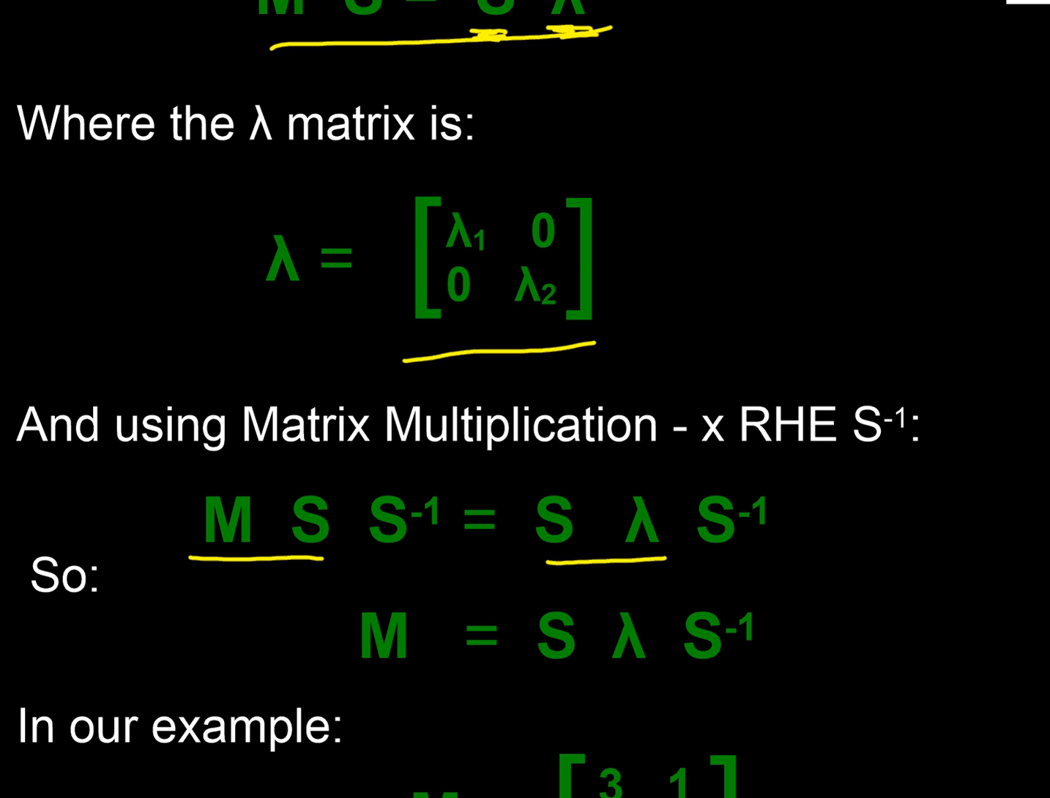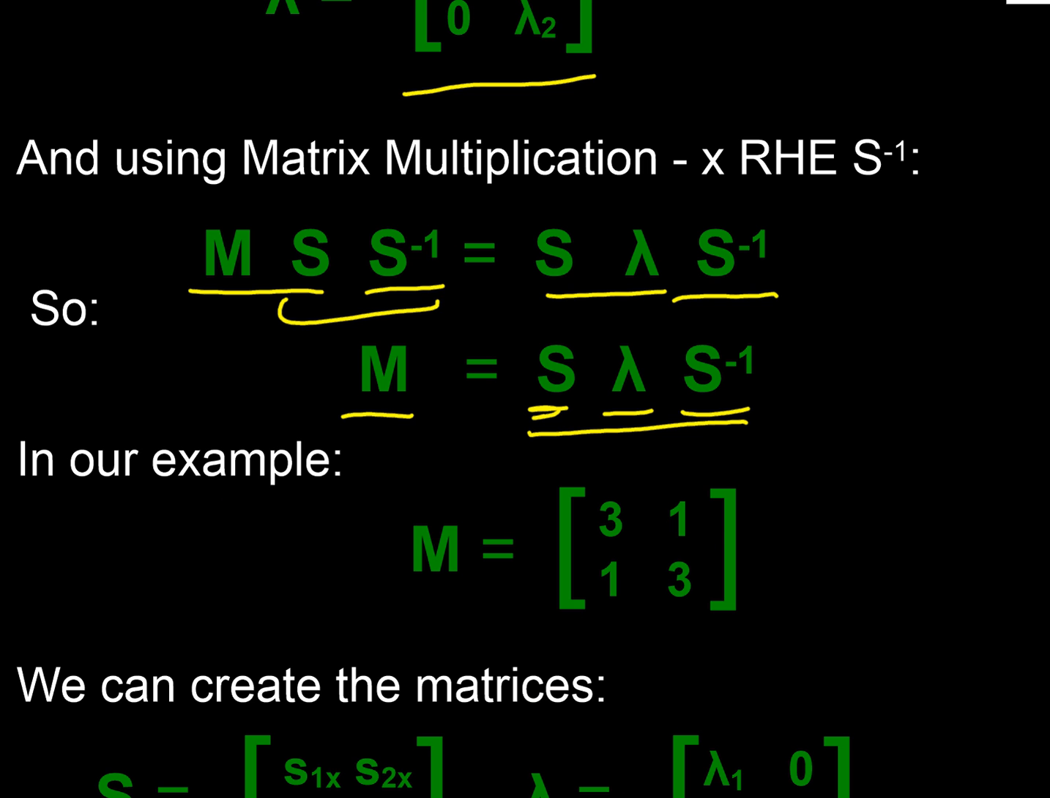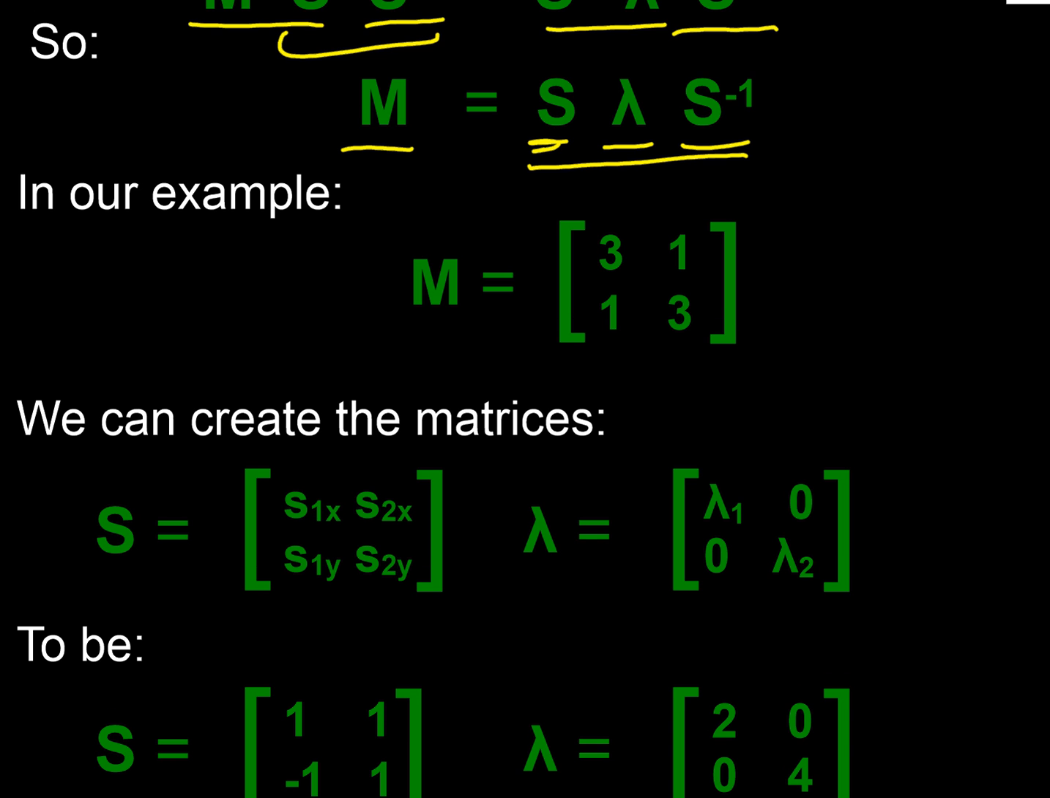Then using matrix multiplication, if we post multiply both sides by the inverse matrix, S minus 1, then our left-hand side is just going to simplify to M, and our right-hand side is going to have this eigenvector matrix times the eigenvalue matrix times the inverse of the eigenvector matrix. That's just going to work like that. So there's an identity. Let's use our example to work our way through this and what it means in practice.